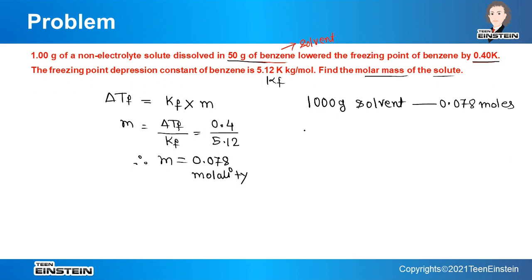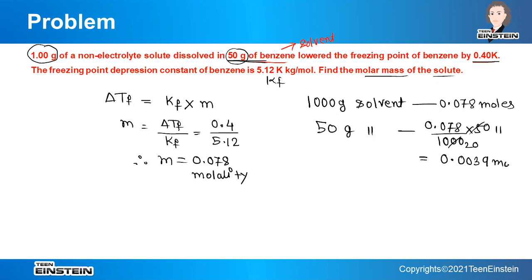Why are we doing this? Because only in 50 gram of benzene do we know the weight of the solute. So first we have to find the number of moles of solute present in 50 gram of benzene. Then only can we find the molar mass. So 50 gram of solvent will contain 0.078 divided by 1000 multiplied by 50 moles, and this is equal to 0.0039. This is the number of moles present in 50 gram of solvent.